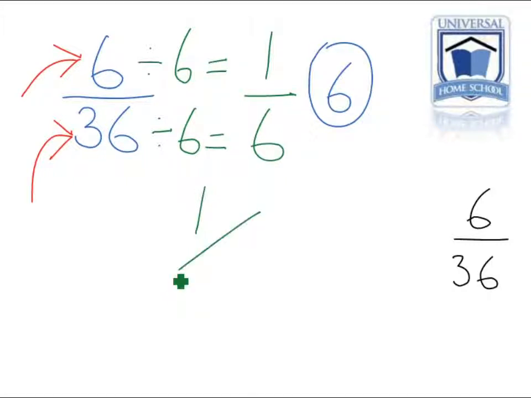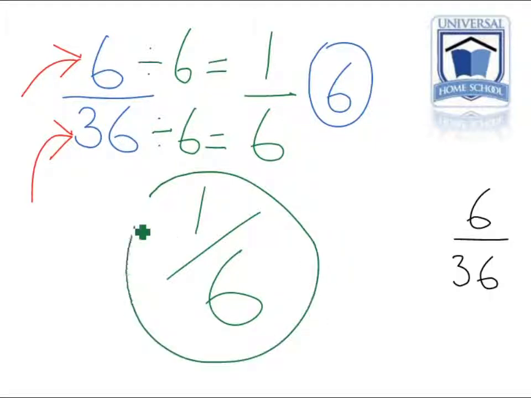So there we have it. There is our final answer, 1 over 6. So 6 over 36 in its simplest form is 1 over 6, and the original 12 over 72 in its simplest form is also 1 over 6.